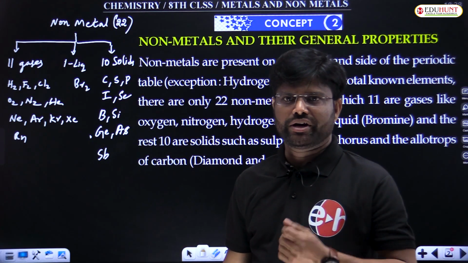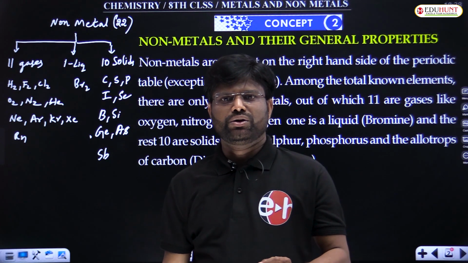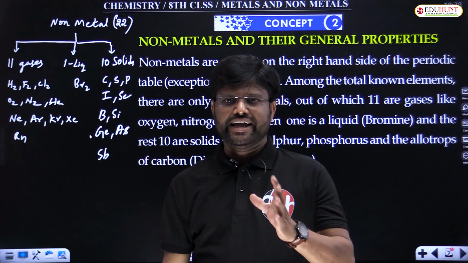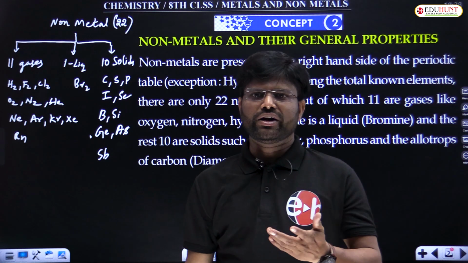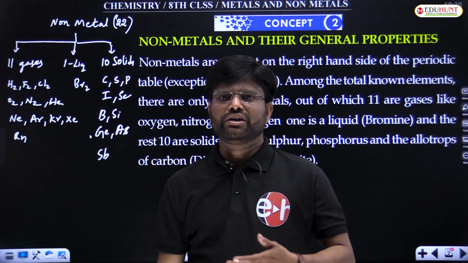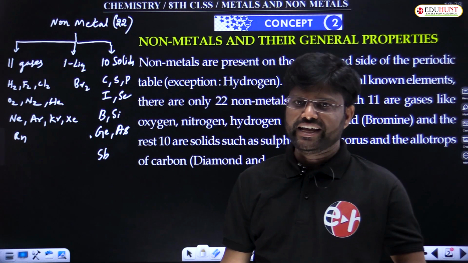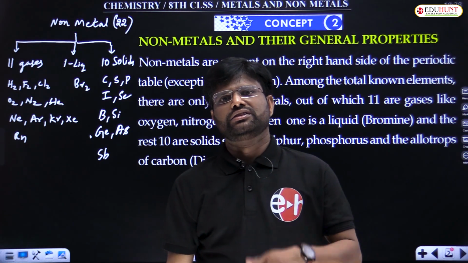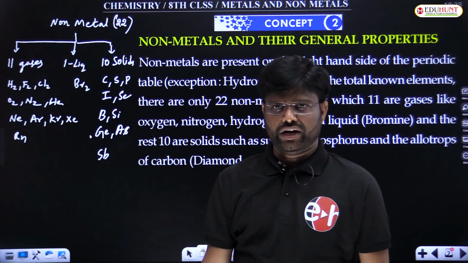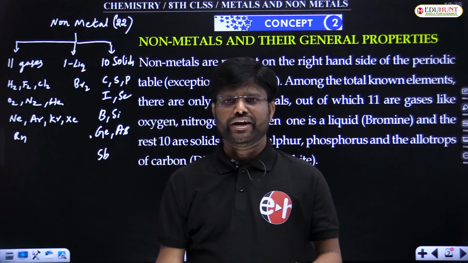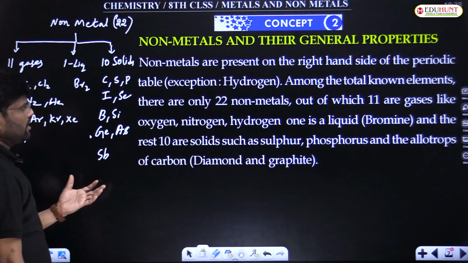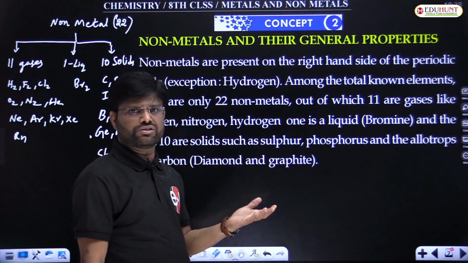Now, what is the definition of a non-metal? It is the tendency of an element to gain electrons. Suppose I take one element. If it gains 1 electron, it gets 1 negative charge. If it gains 2 electrons, it gets 2 negative charges. If it gains 3 electrons, it gets 3 negative charges. So non-metals form electronegative ions, that means anions. So these are the non-metals, and the definition is completed.